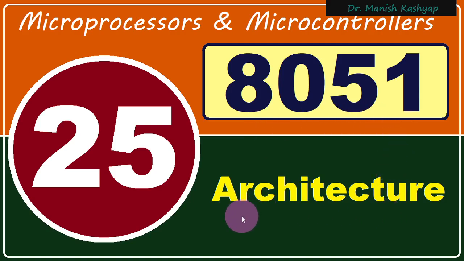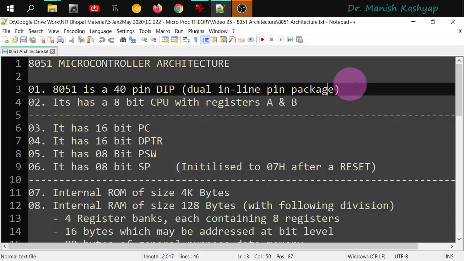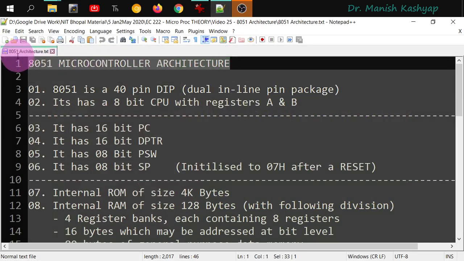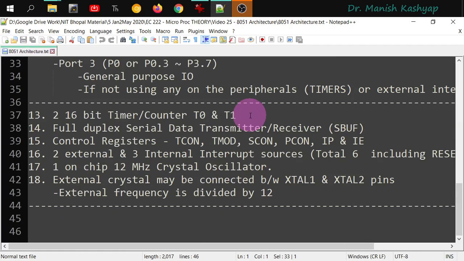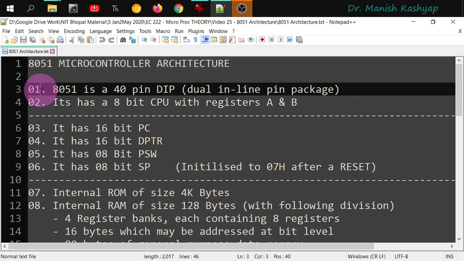There are a lot of things to learn about the architecture, so we will take everything step by step. Let me begin with some important points about the architecture of the 8051 microcontroller. There are various points that we need to study, and we will study them through appropriate diagrams. I have listed important points here for your ready reference. So let's begin with point number one.